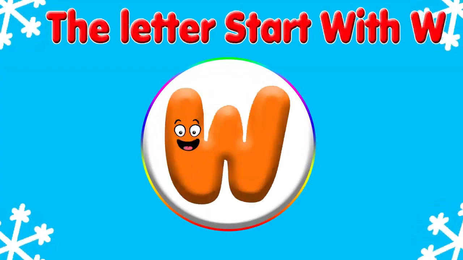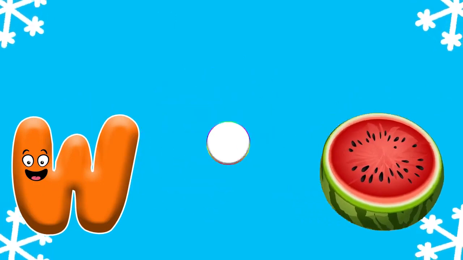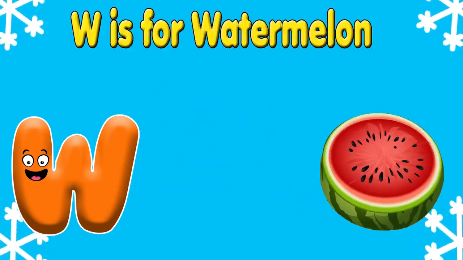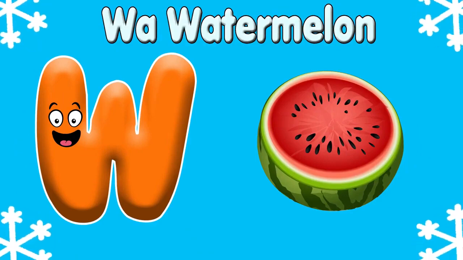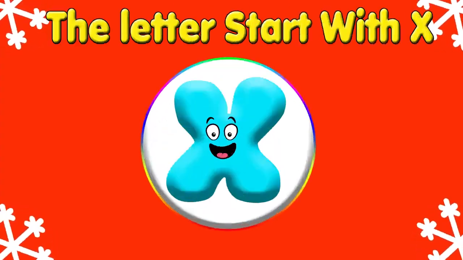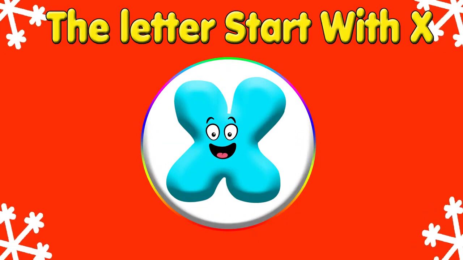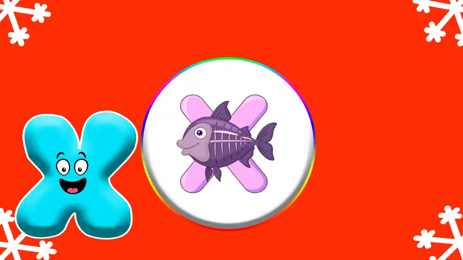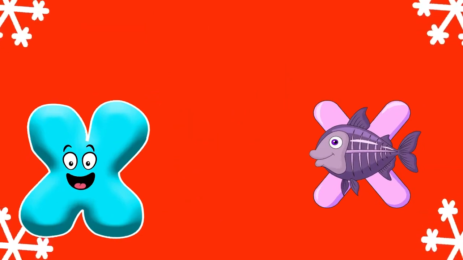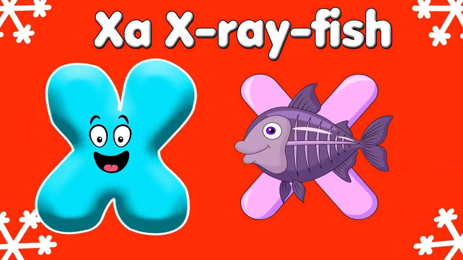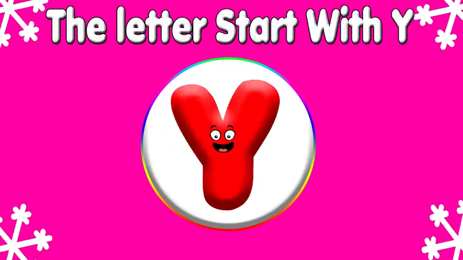W. W is for watermelon. Watermelon. The letters start with X. X is for extra fish. Extra fish. The letters start with Y.